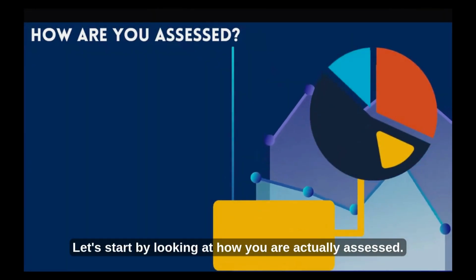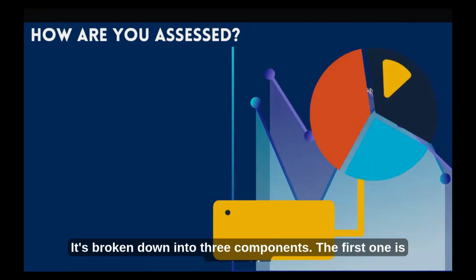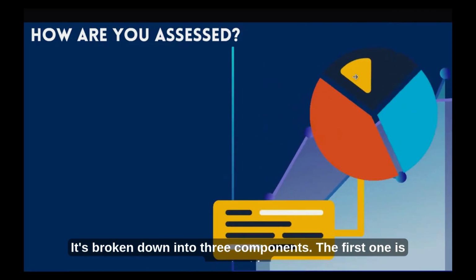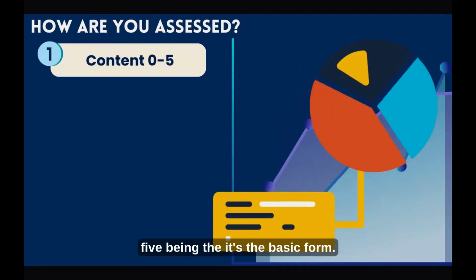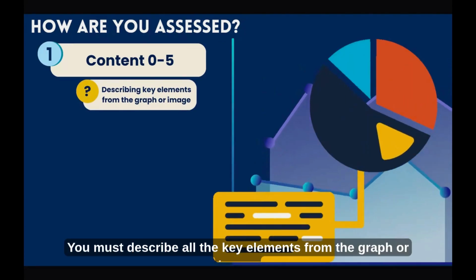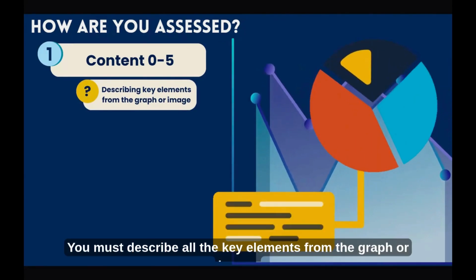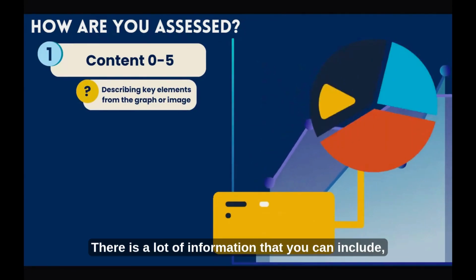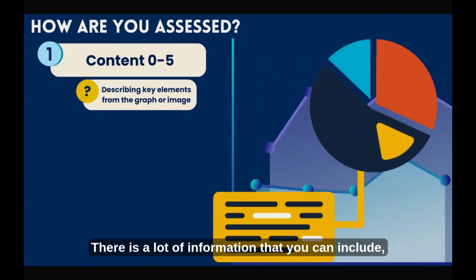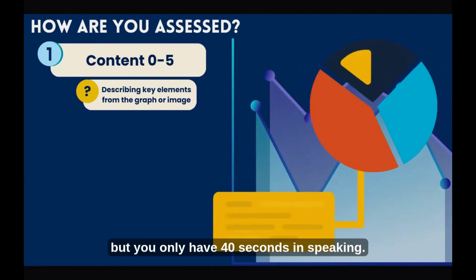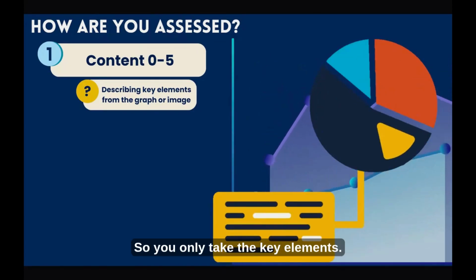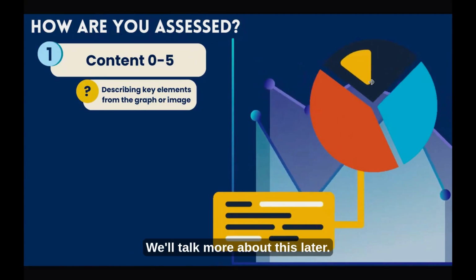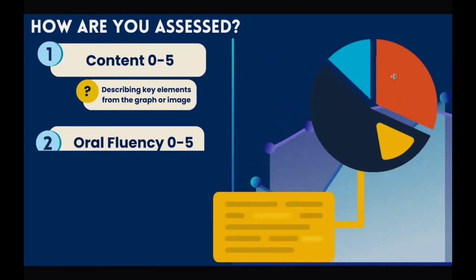Let's start by looking at how you are actually assessed. It's broken down into three components. The first one is content, in which you get a score of 0 to 5, 5 being the highest. In its most basic form, you must describe all the key elements from the graph or image. There is a lot of information that you can include, but you only have 40 seconds in speaking. Therefore, it's impossible to mention everything, so you only take the key elements. We'll talk more about this later.